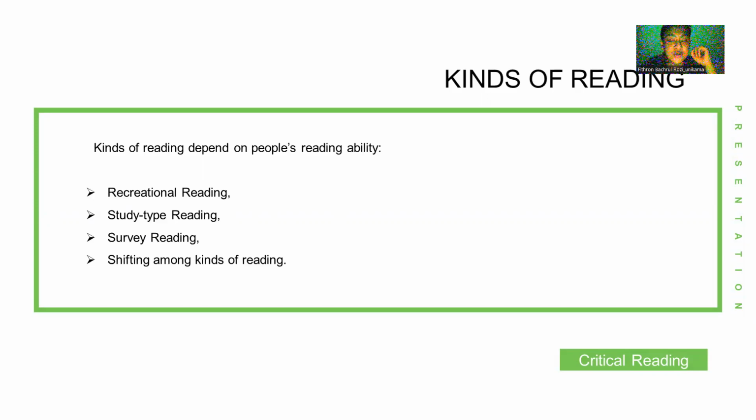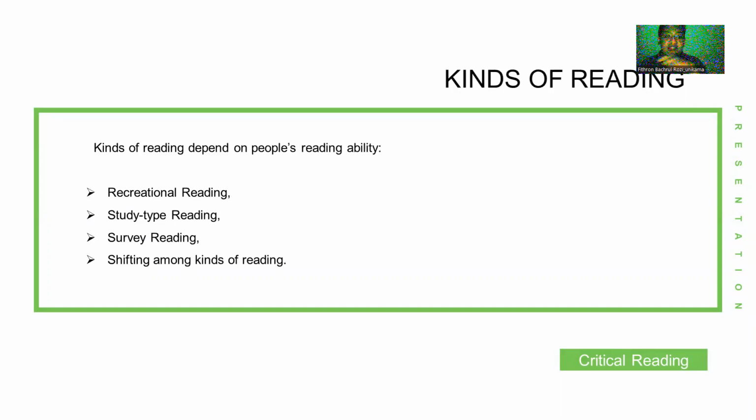And then study type reading. Study type reading is where you can focus and pay more attention to your reading text, do it once at a time, and keep your mind focused on your text. And then the third is survey reading. Survey reading is, for example, there's a text, you read all the text, but you choose the main idea and find the important message of the text and the important sentences.